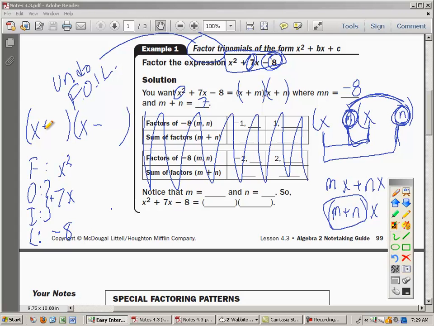Now, somebody always asks me every year, does it matter which order they're in? Not at all, because remember that multiplication is commutative, so you could have the x minus first and the x plus second, as long as the right number goes with which, and you'll know what I mean when we get to that in a second.